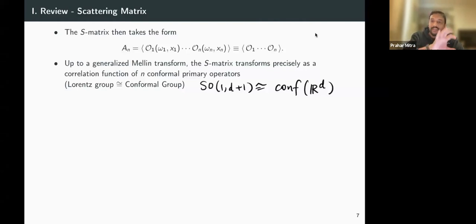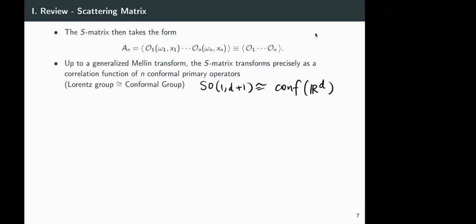I want to write everything in the bulk in terms of some correlation function of highest weight local operators in a CFT. And we know from various studies in a CFT that we want to make the conformal group manifest. So that's what these things do for you. Sorry, is this true also for massive states, or only for massless?